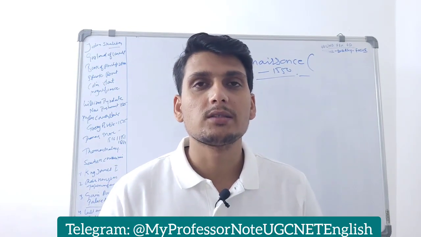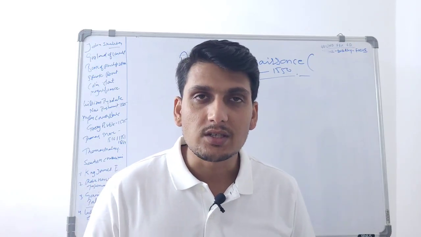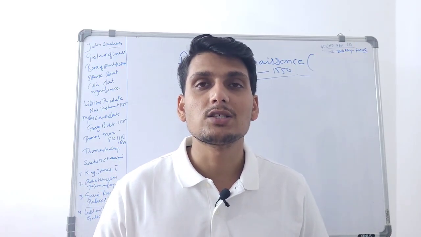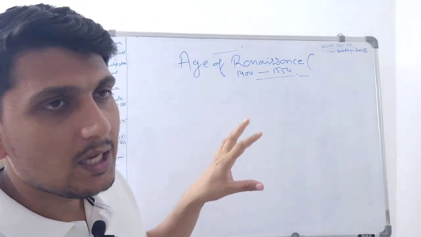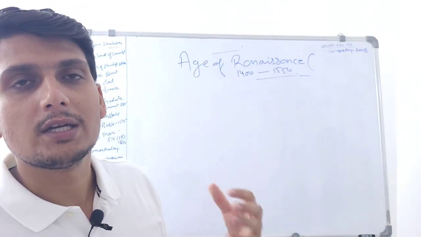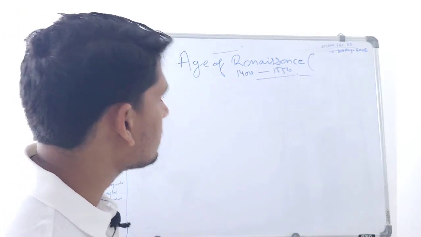This is Bhupesh Sharma. This is our fourth class in the series of History of English Literature under the UGC Net English Complete Course. Here we are covering the age of Renaissance. Whether you call it the age of revival or the age of Renaissance, both are the same.